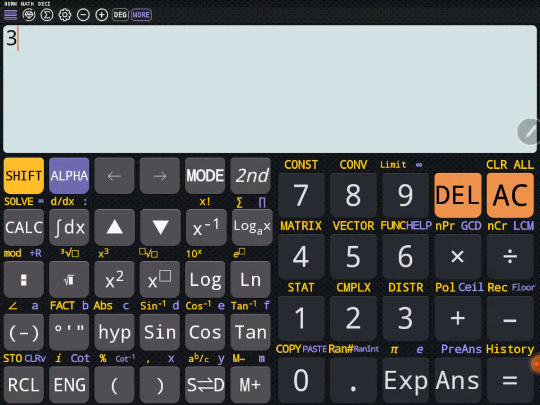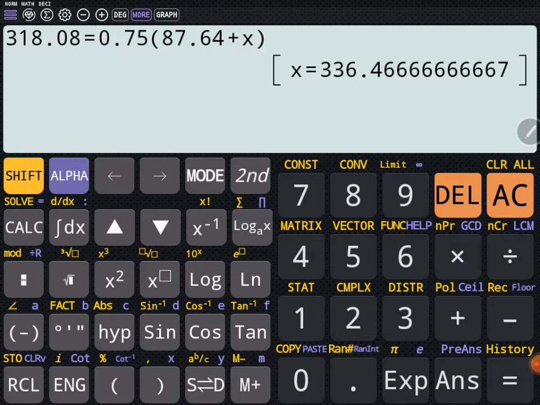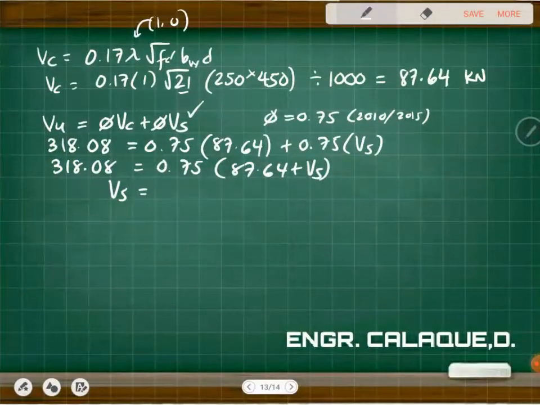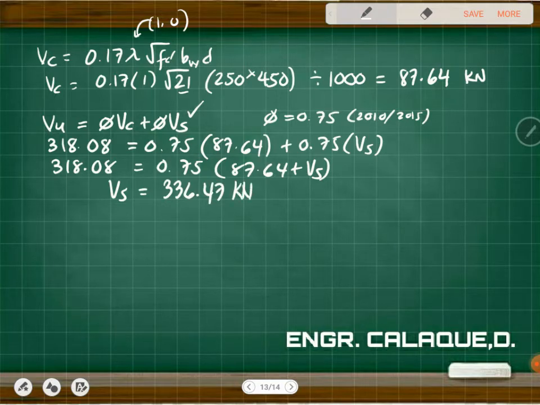So we have now the value of VS. We have 318.08 equal 0.75 times, yung VC natin is 87.64, and then plus yung VS natin. So we have 336.47. So this is 336.47 kilonewton.